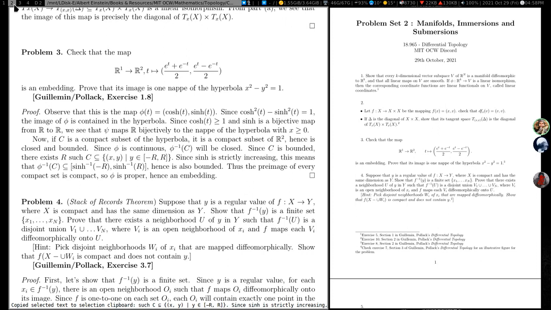Arcsinh is going to map closed intervals to closed intervals in a one-to-one way. Yes. Okay, that was problem 3.